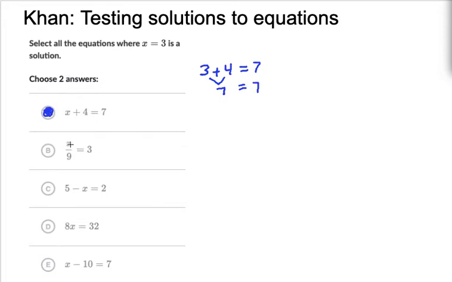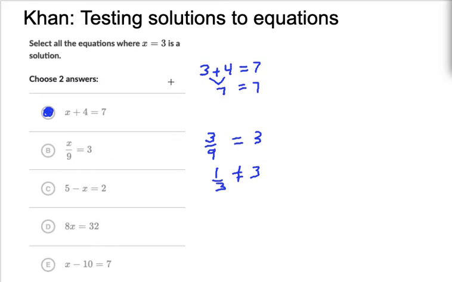And then we go in and we try our next one. We'll make our substitution into this one. So we have 3 over 9. So 3 divided by 9, does that equal 3? Now, 3 over 9 doesn't necessarily divide out nicely, but we can leave it as a fraction and reduce that down to the fraction 1/3. And does 1/3 equal 3? That one's not a true statement, so that's not one we would pick. And then we would keep working our way down until we find the other ones that work.